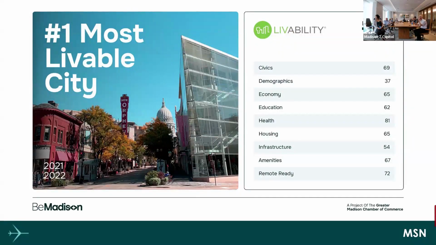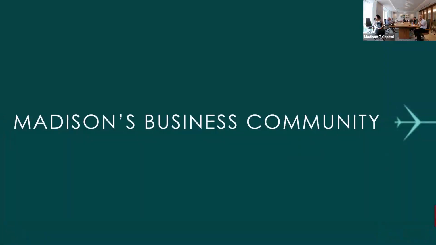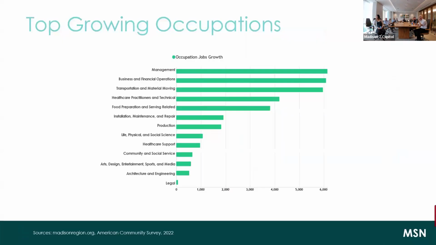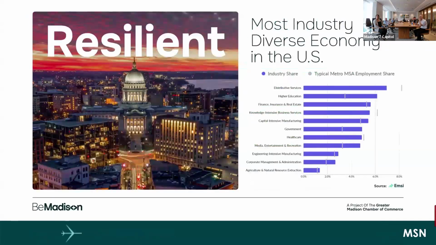Then we get into things like this. Number 1 most livable city. Any accolades and awards that we can present to the airlines, that's something we can boast about. When we get into Madison's business community, we show top growing occupations. You go into showing that we're a very diverse economy.